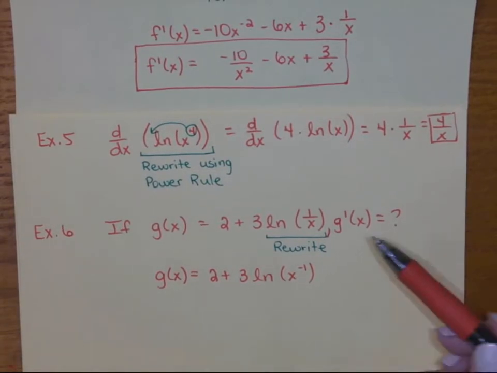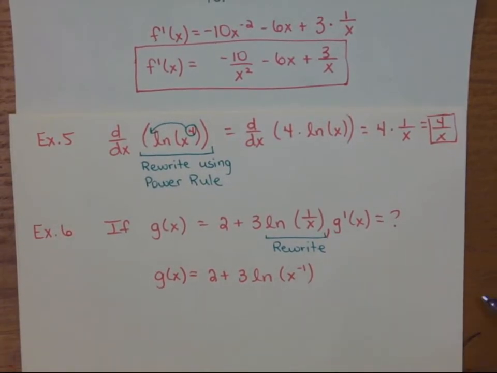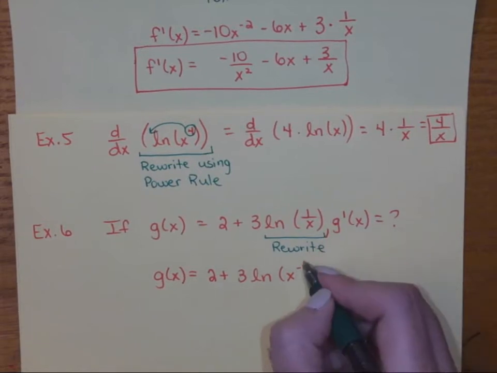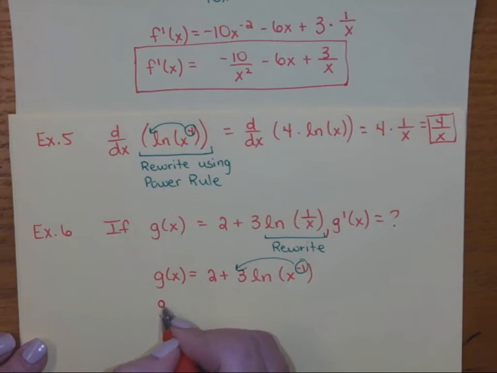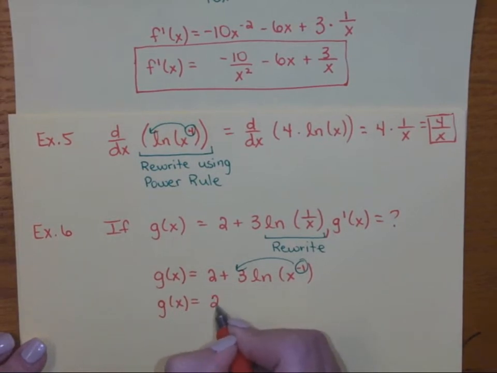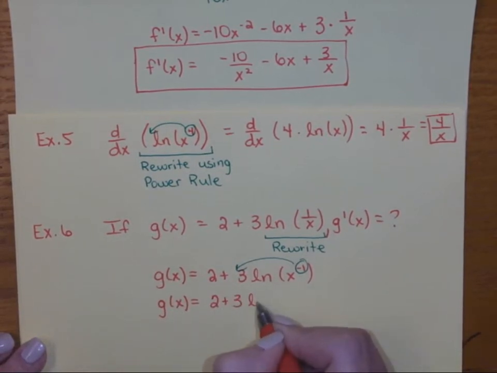Okay, so all I did was change 1 over x to x to the negative 1. But now notice, using my rule of logarithms, I can move that around to the front. So I'm still not finding the derivative. I'm still dealing with the original function. I'm just rewriting it differently.